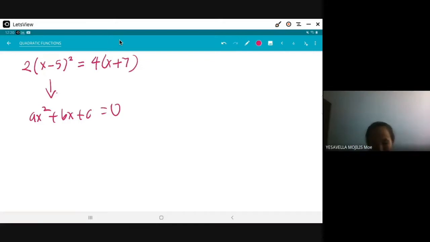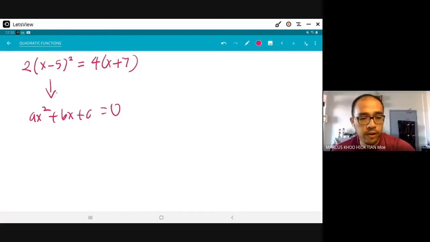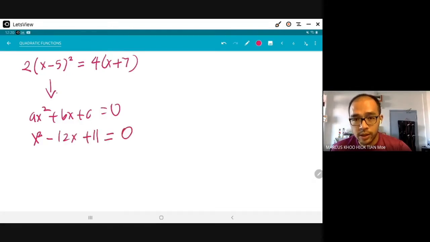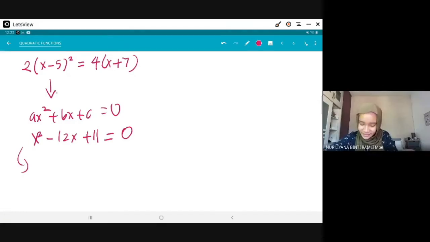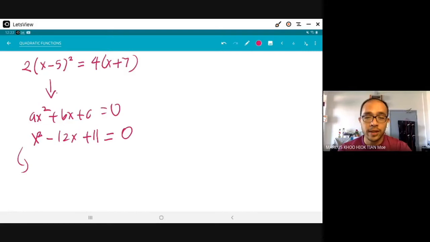x squared minus 12x plus 11. Okay, very good. x squared minus 12x plus 11 equals to 0. Okay, so from here, do the completing the square and find the answer. Okay, first x is 11 and second x is 1. 11 and 1, yeah, betul. x sama dengan 11 dan x sama dengan 1. That's the correct answer. Okay, good for you.